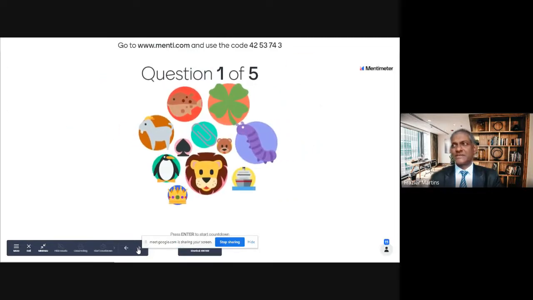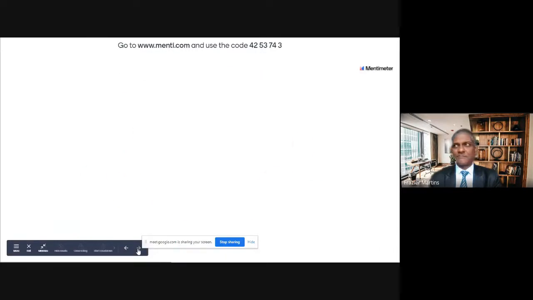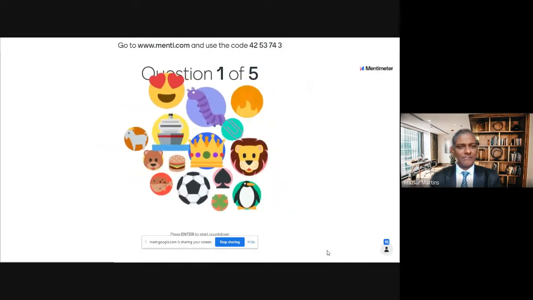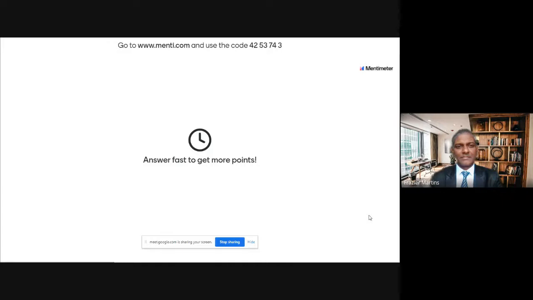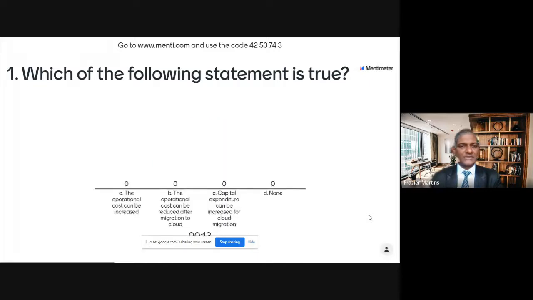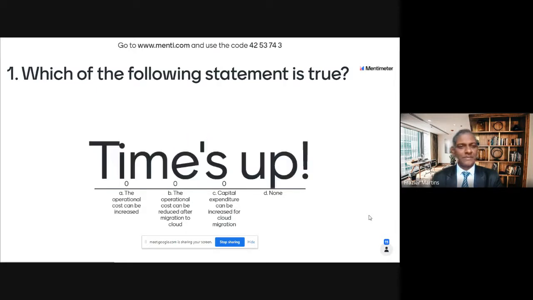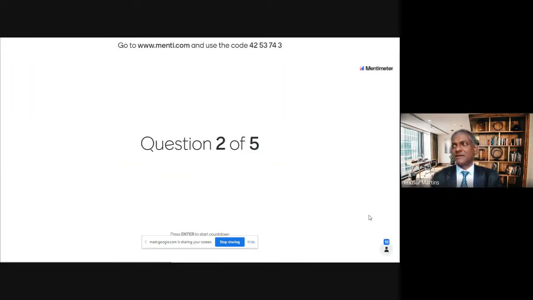There we go. The first question. The first of the 5. Remember, the faster you answer, the more points you get. Which of the following statements is true? That's the first question coming up. And there are your 4 options. 10 seconds to answer each question. The faster you answer, the better. Time's up, and option B, the operational cost, has got the highest.